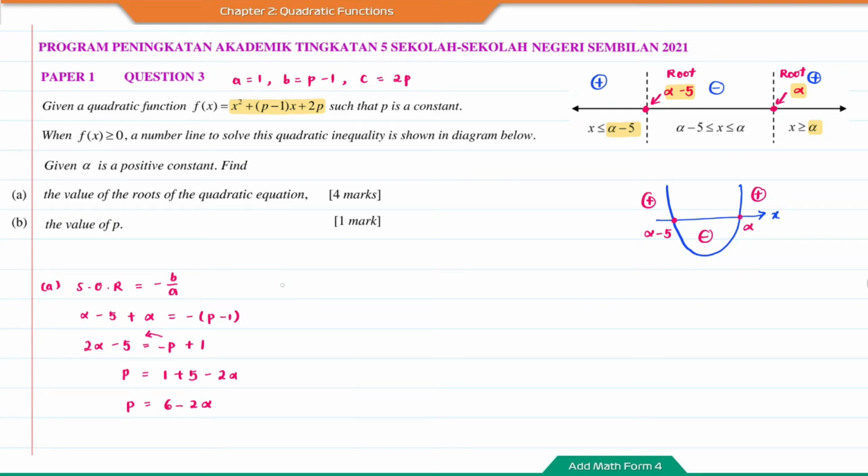Alright, so the product of roots is equal to c over a. So the product of roots here is going to be alpha minus 5 times alpha equal to 2p divided by 1, which is 2p. Expand this, you're going to get alpha squared minus 5 alpha equal to 2p. Now, to find the value of alpha, we're going to substitute the value of p here with 6 minus 2 alpha.